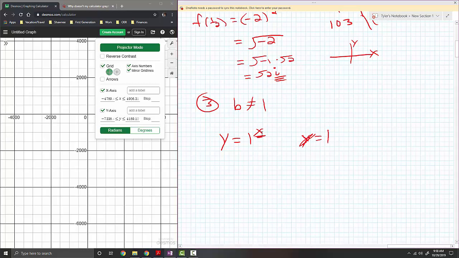Like if I plug in x equals 0, you would have 1 to the 0 power, which is just 1. Let's see, would a negative number be a problem? If you plug in, let's say, negative 5, then you'd have 1 to the negative 5th power, which would be 1 over 1 to the fifth power, which is simply just 1 over 1, which is just 1.